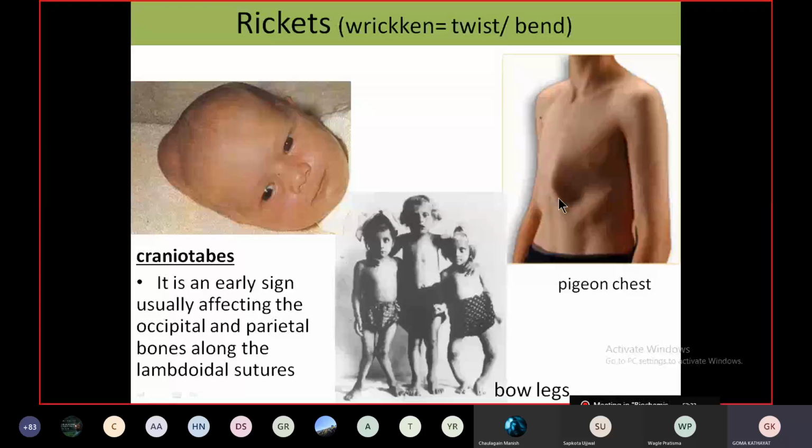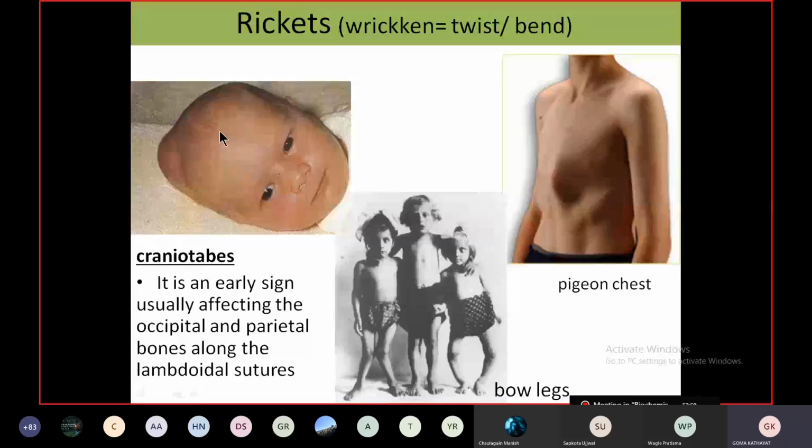Similarly, craniotabes. It is an early sign, usually affecting the occipital and parietal bone along the lambdoidal sutures. Because of the incomplete mineralization, the bone will become soft. Rickets is derived from the word ricken, which means twist or bend.